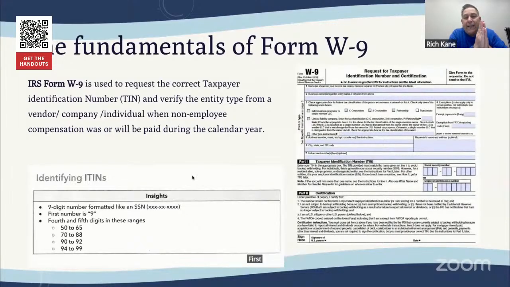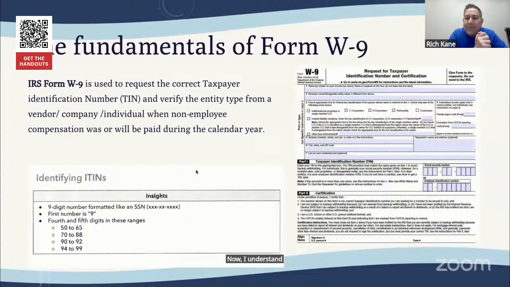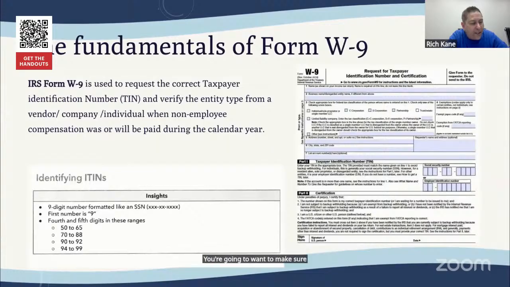First thing you need to do is get their tax ID number or their social security number. Usually you can ask them for it, but if you want to be generally formal about it, you can get a W-9 form. Now, I understand from my good friends at Avalara, who've been great, that they're going to be making some changes to this form in 2026. So in case you have a new consultant, a new person, a new LLC in 2026, you're going to want to make sure you get the 2026 form.